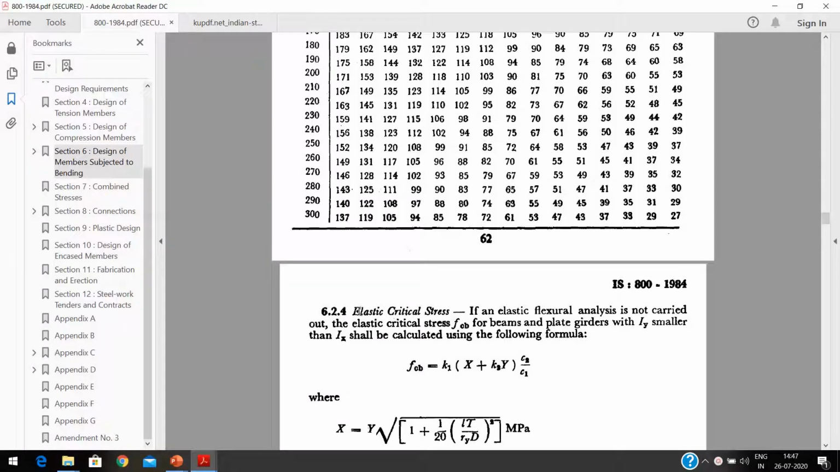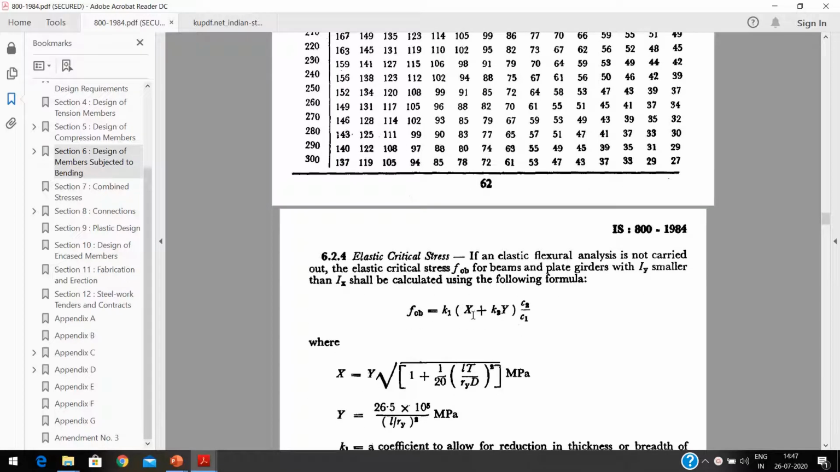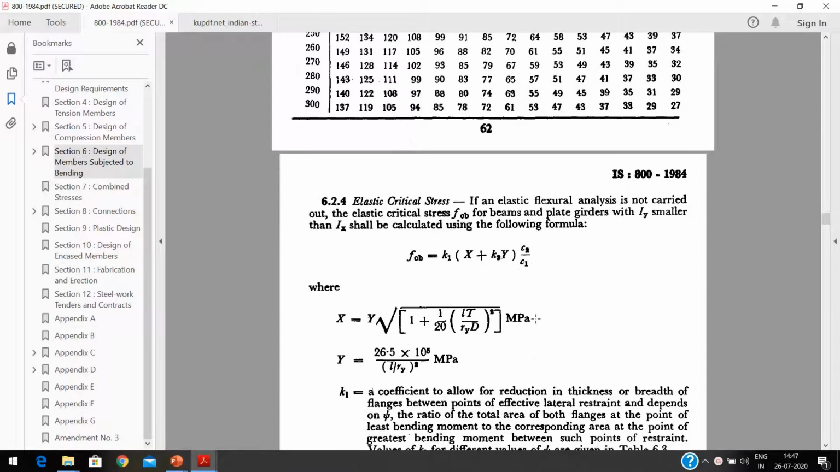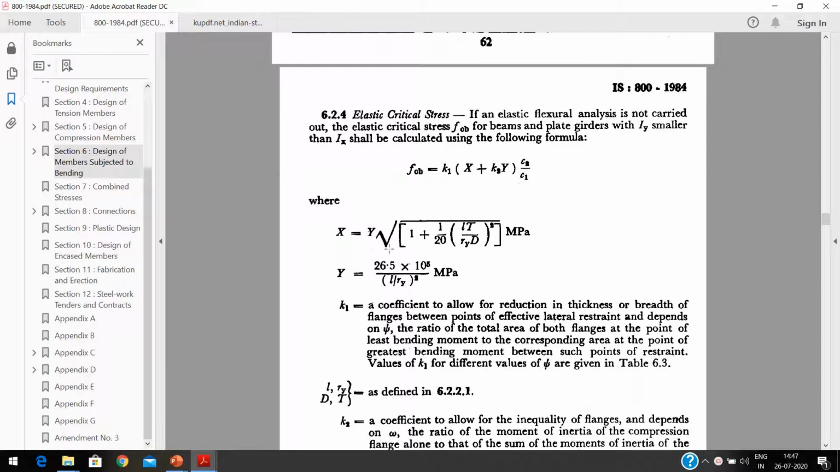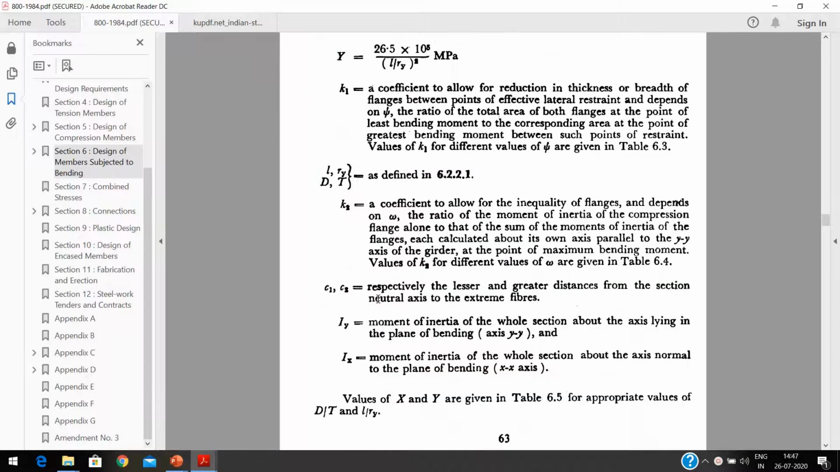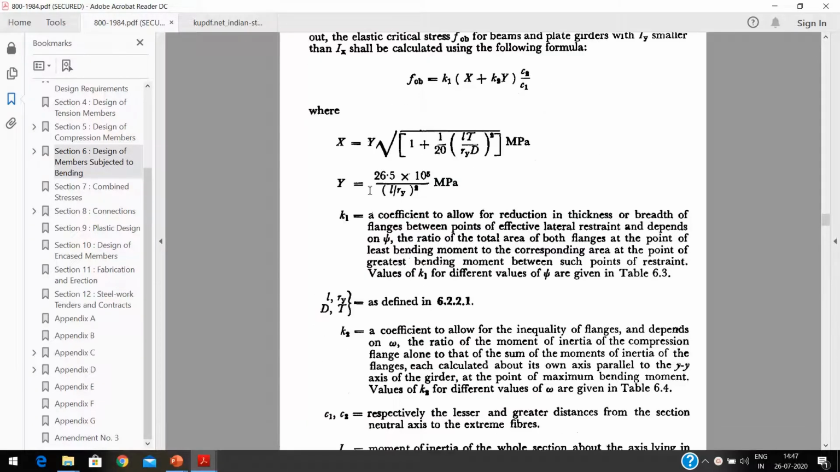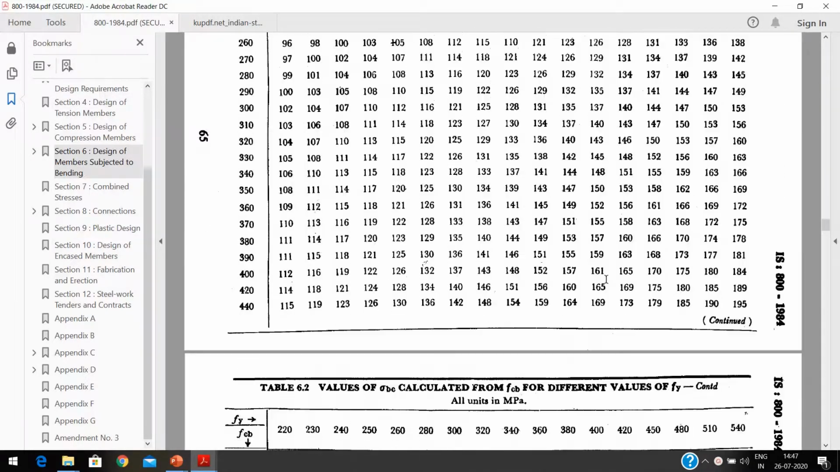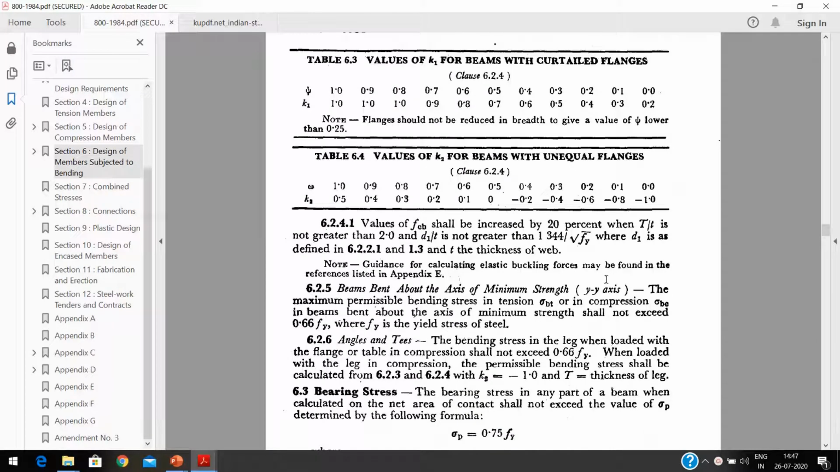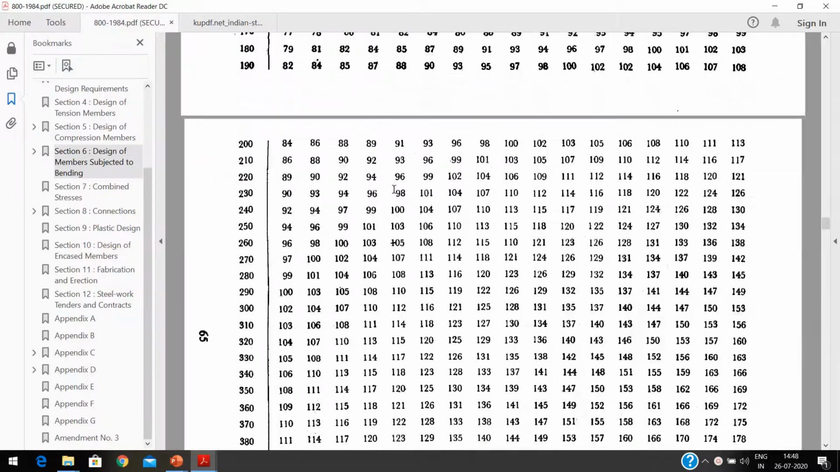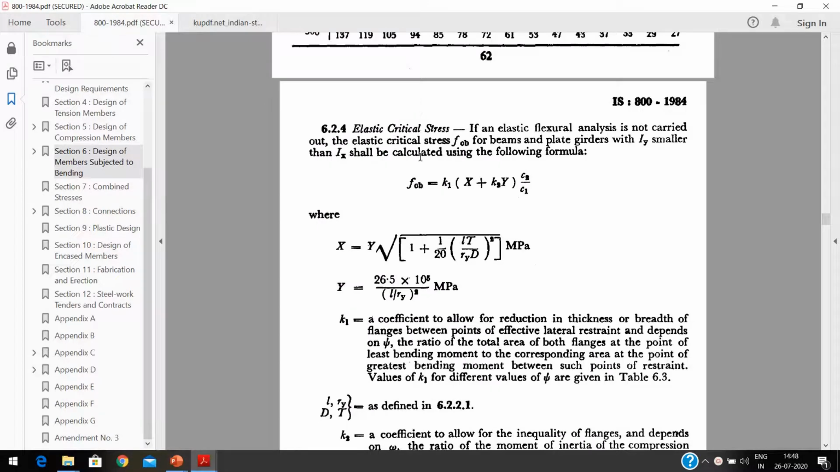So here we have this formula, that is elastic critical stress Fcb equals K1 into X plus K2 into Y, into C2 divided by C1. How to calculate this X and Y has been given over here. These K1 and K2 values have been given as per table 6.3. So by using all these things, we have to calculate this Fcb.